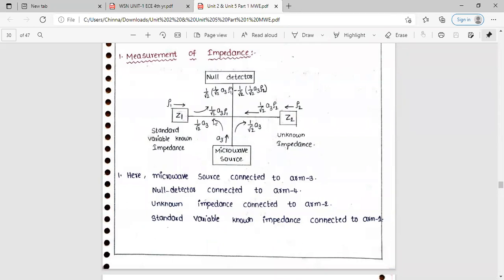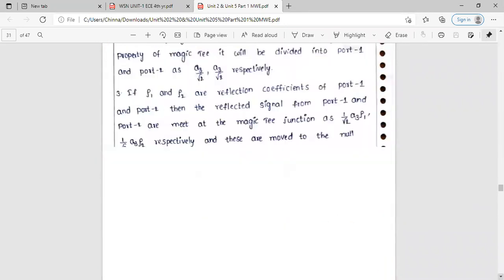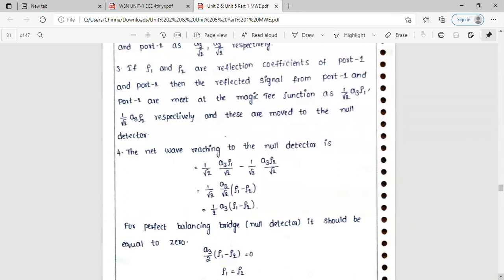We have already studied the cases. If A3 is not equal to 0, then B1 and B2 will be the outputs, and equal distribution takes place. So at Z1 the output is 1/√2 A3, and another output 1/√2 A3 across Z2. That is the second point. If ρ1 and ρ2 are the reflection coefficients of port 1 and port 2, the reflected signals from port 1 and port 2 meet at the magic tee junction as 1/√2 A3 ρ1 and 1/√2 A3 ρ2 respectively. These are moved to the null detector.